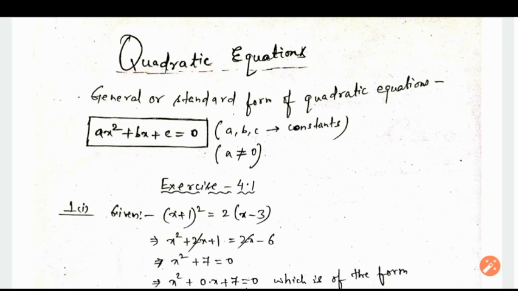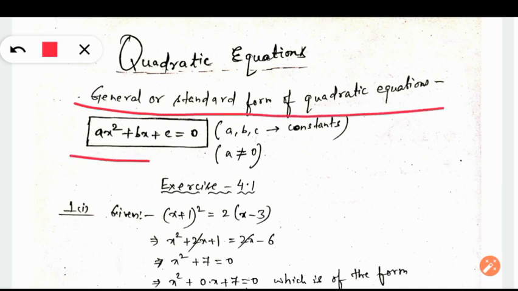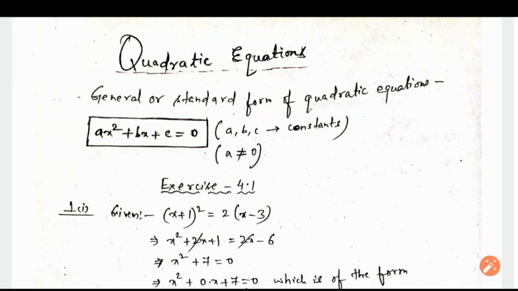I have written one thing here, the general or standard form of a quadratic equation. How does a quadratic equation look? The general or standard form is ax square plus bx plus c equals 0. If I write only ax square plus bx plus c, that is known as a quadratic expression. But when we use equals to, it is known as an equation. That is the difference between an expression and an equation. In an equation you will always have an equal to sign. So ax square plus bx plus c equals 0 is the standard form of a quadratic equation.